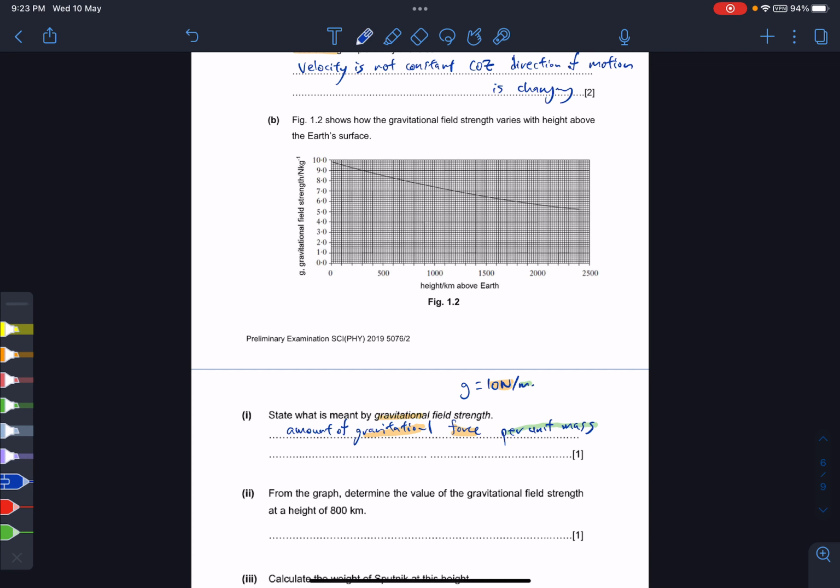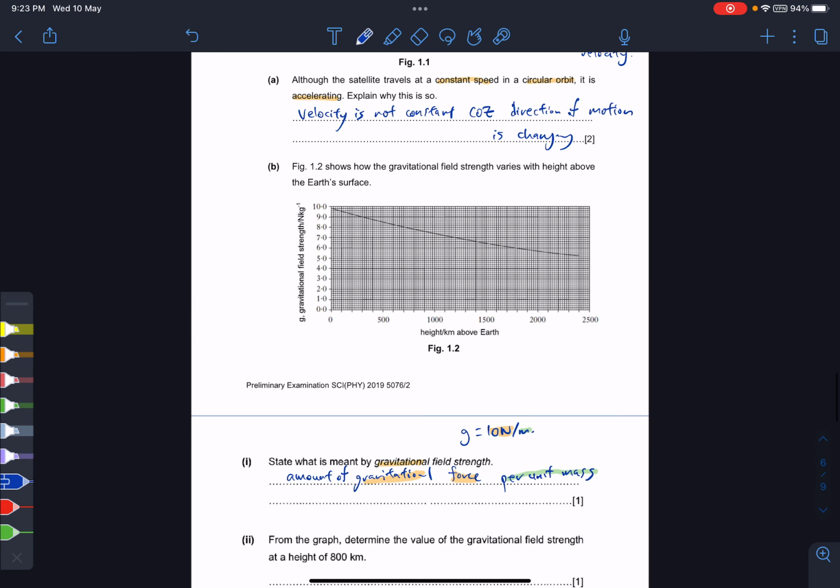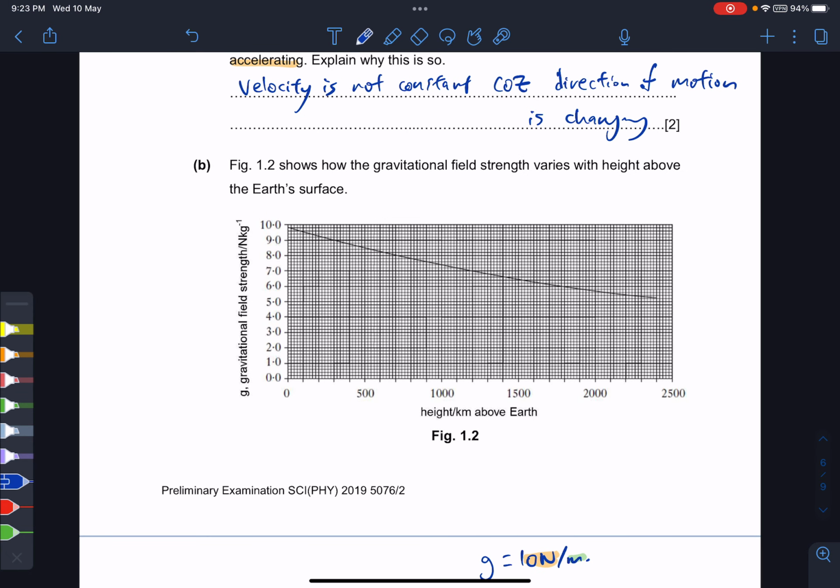Now we're supposed to use the graph to determine the gravitational field strength at 800. So where is 800 on this graph? 5, 6, 7, 8. 800. So it is actually 7.8 at 800.